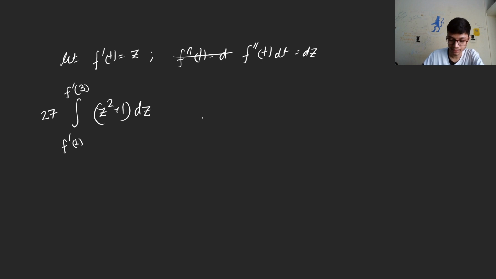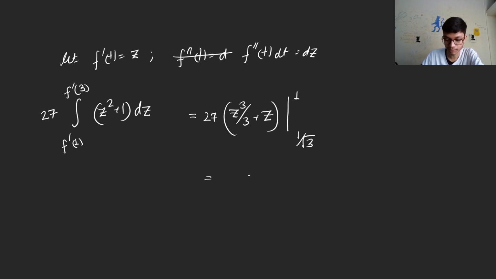This simplifies as the integral of z square plus 1 dz. If you further simplify, this is going to be equal to z cube by 3 plus z, within the limits 1 by root 3 to 1, and multiplied with 27 as the constant. So you can simplify this particular problem, and the simplification will basically be 27 times of 4 by 3.